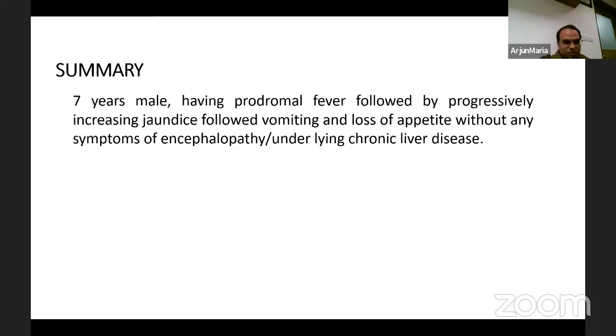And summary-wise, a 7-year male child having prodromal fever, followed by progressively increasing jaundice, followed by vomiting and loss of appetite, without any symptom of encephalopathy or underlying chronic disease, may be due to acute viral hepatitis. So you're saying that this is direct hyperbilirubinemia, most likely hepatocellular, without any symptoms suggestive of acute liver failure.